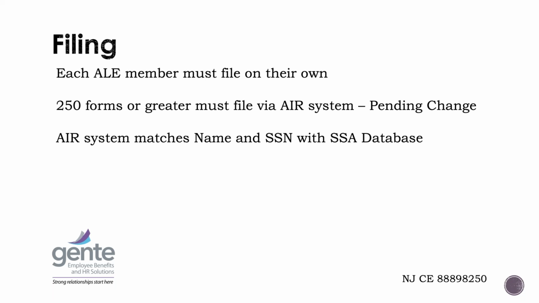So they each have to file on their own. Then we look at how many forms they're filing. If they're filing 250 or more forms, they have to file through the AIR system. There is a pending change on this. We're waiting to see what happens, but it's possible that this could drop down to 100 forms.